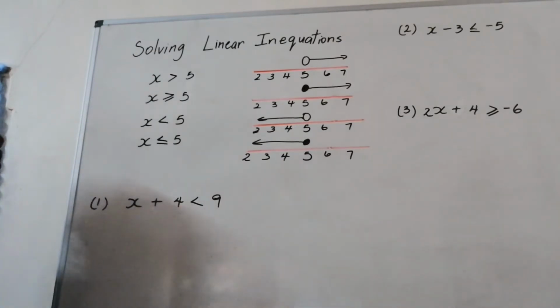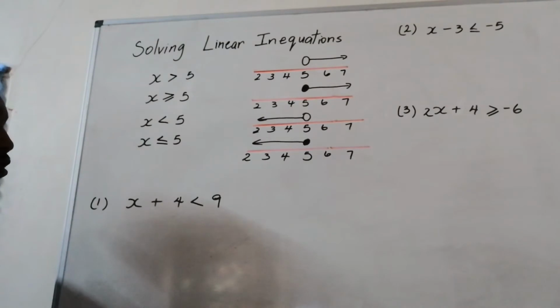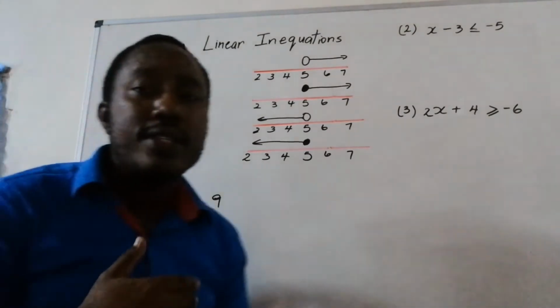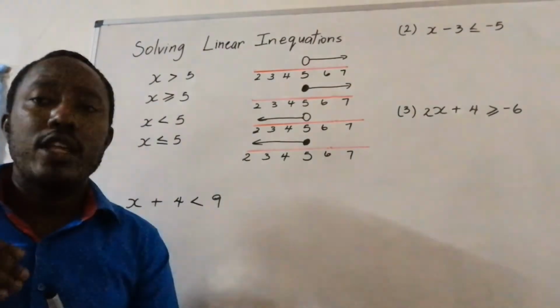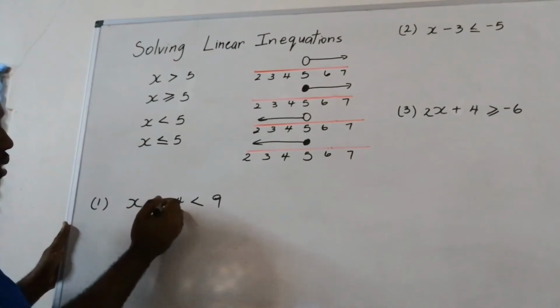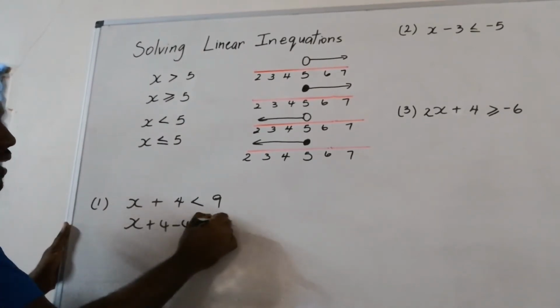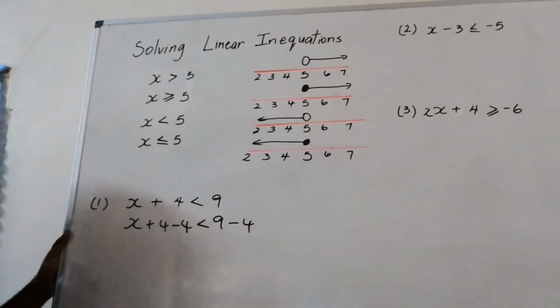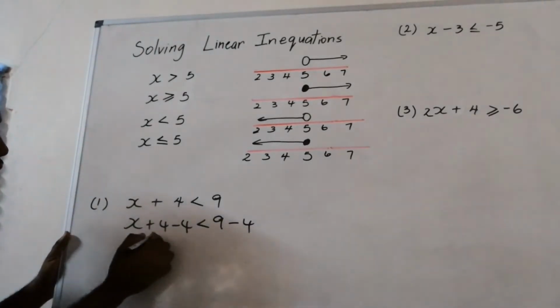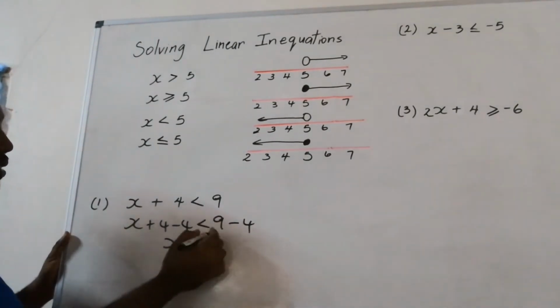So how do we solve these inequations? Let's say we have x plus 4 is less than 9. We go about it the same way we would solve an equation. We subtract 4 on both sides to get rid of our 4. So x plus 4 take 4 is less than 9 take 4. Now, here we will have x is less than 9 take 4, which gives us 5.